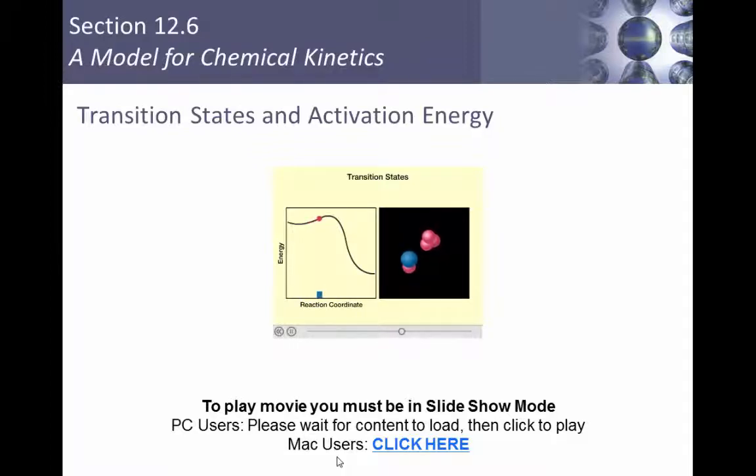As the reactants approach, their energy increases. When the molecules are in a transition state or activated complex, their potential energy is at a maximum. As the transition state is passed and the molecules become more like products, the potential energy decreases. Finally, the molecules reach the energy state characteristic of the products.